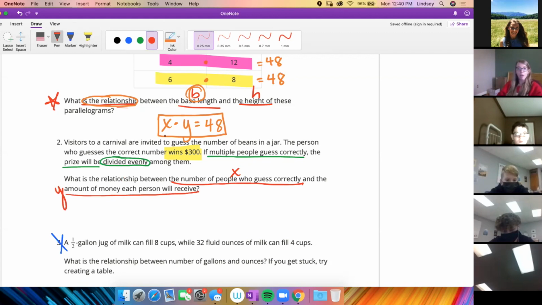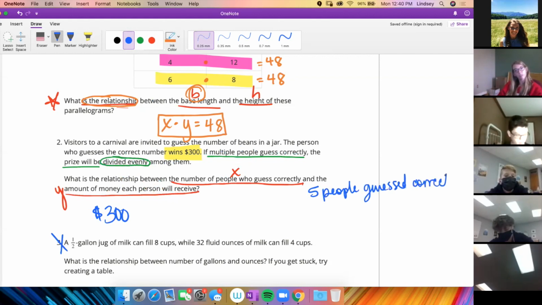Let's look at it. I want us to take a break from this particular problem real quick, and put it in a real world situation. We all did this in our class. Let's say we all had a jar of beans in our class, and the prize was $300. It says if multiple people guess correctly, the prize will be divided evenly. Let's say that 5 people guess correctly.